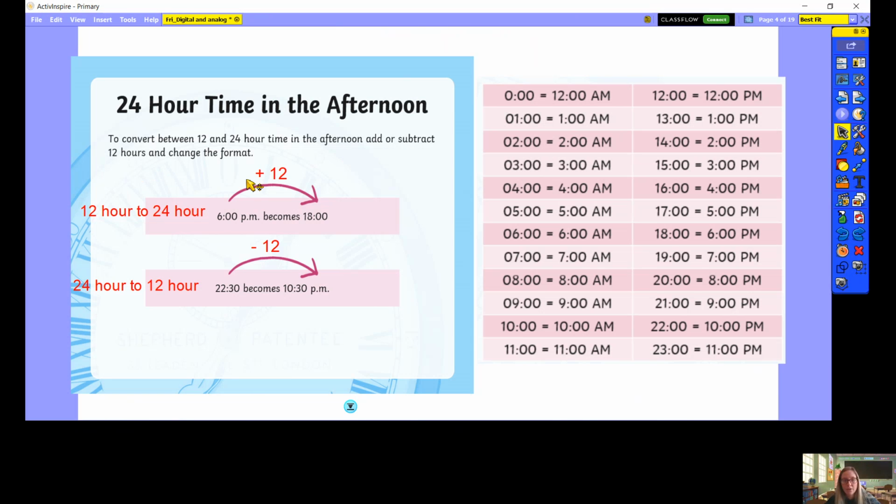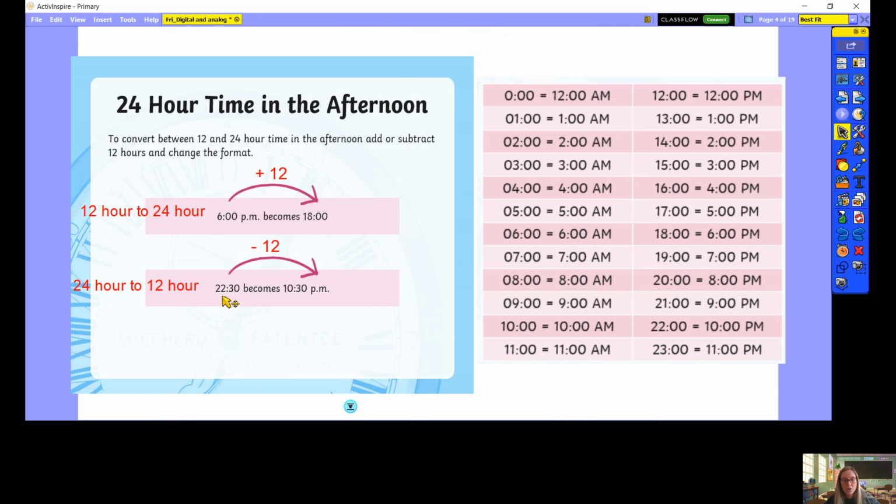So if we looked at the time 6 p.m., which would be in the evening, to change the time written from 6:00, we add 12 to the hours only, not to the minutes. The minutes remain the same. We just add 12 to the hours. So 6 add 12 is 18. So 6 p.m. written as a 24-hour clock would be written as 1800 hours. And then to change from a 24-hour clock to a 12-hour clock, we do the opposite. We do the inverse. We subtract 12.